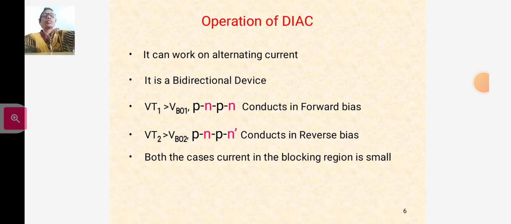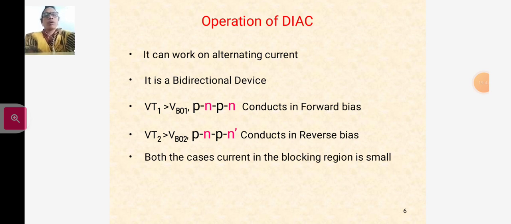In the operation of diac, it works on AC only, that is, alternating current. It is a bidirectional device, which means it works from anode to cathode and from cathode to anode, that is, from terminal 1 to T2 and from T2 to T1.